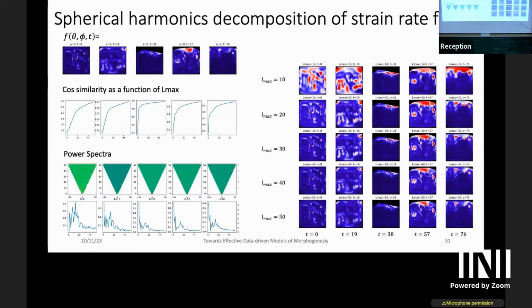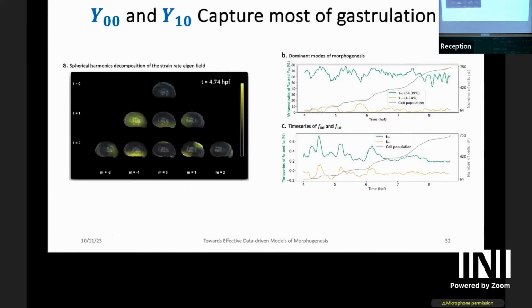All right. And we see that as the decomposition goes further, then we are able to reconstruct the signal. Like this looks very, very similar to this. So we can map the canonical functions on the back of the embryo.